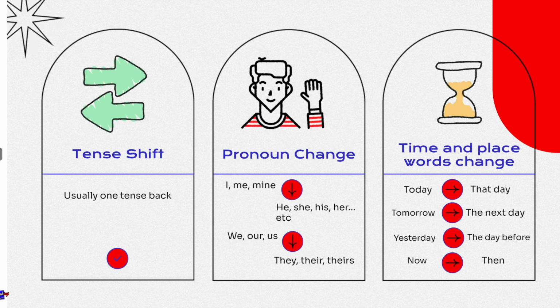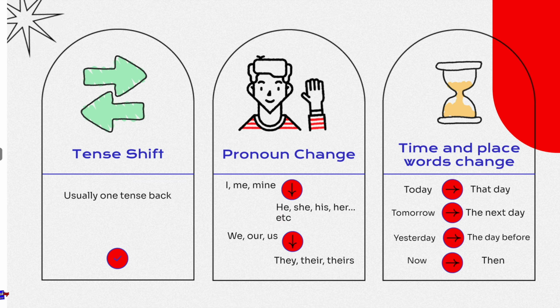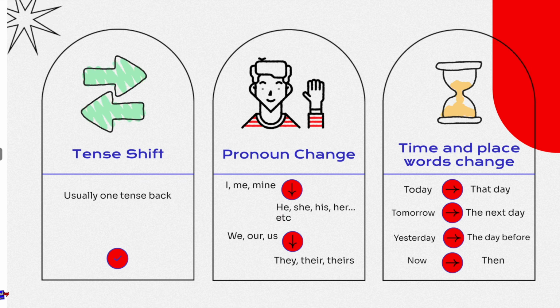So today becomes that day, tomorrow becomes the next day, yesterday the day before, and now becomes then.